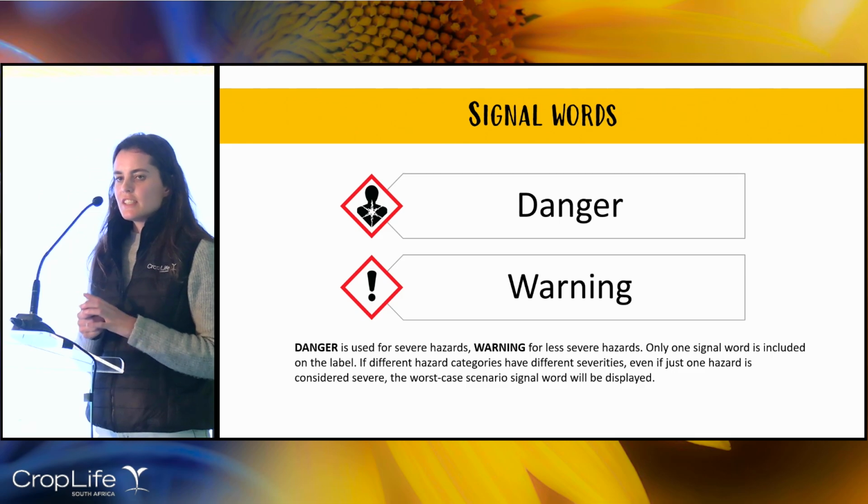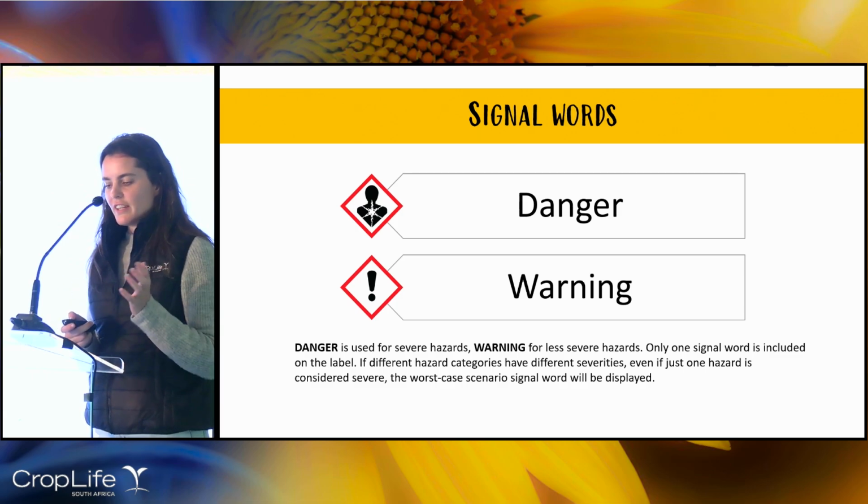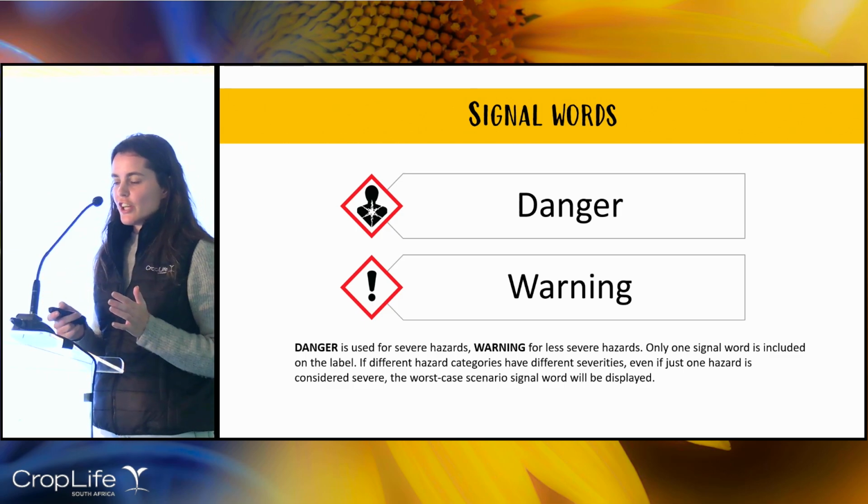There are two different signal words that can be flagged depending on the severity of the hazard. So you have danger or warning, and danger is used for more severe hazards, warning for less severe hazards. You will always, with your formulation, only have one signal word that is flagged.